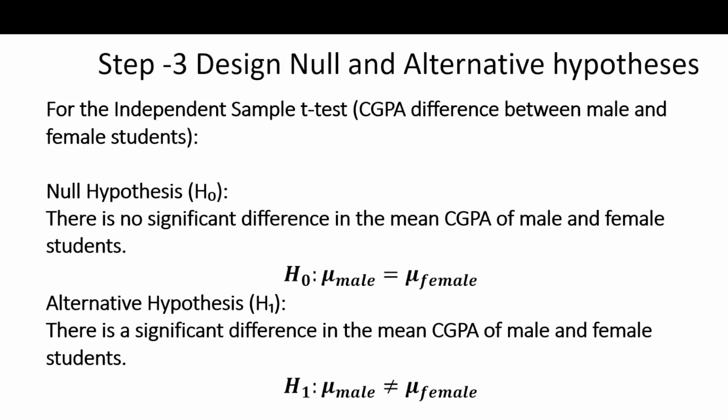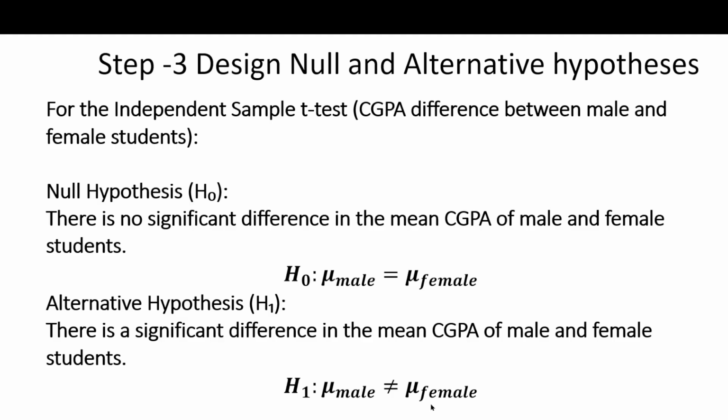Before the interpretation, we design the null and alternative hypotheses for the independent sample t-test. What is the null hypothesis? In my case, there is no significant difference in the mean CGPA of male and female students. It means H naught is mu male equals mu female. And the alternative hypothesis is that there is a significant difference in the mean CGPA of male and female students. It means H1 is mu male does not equal mu female.